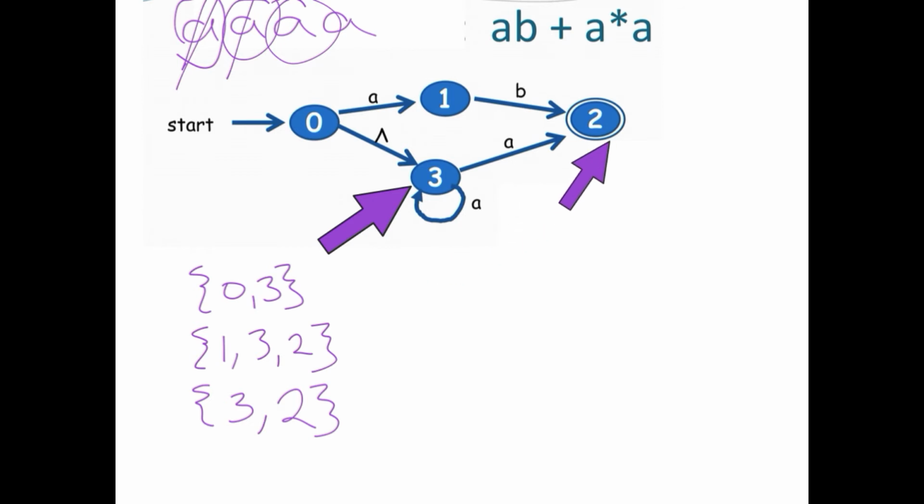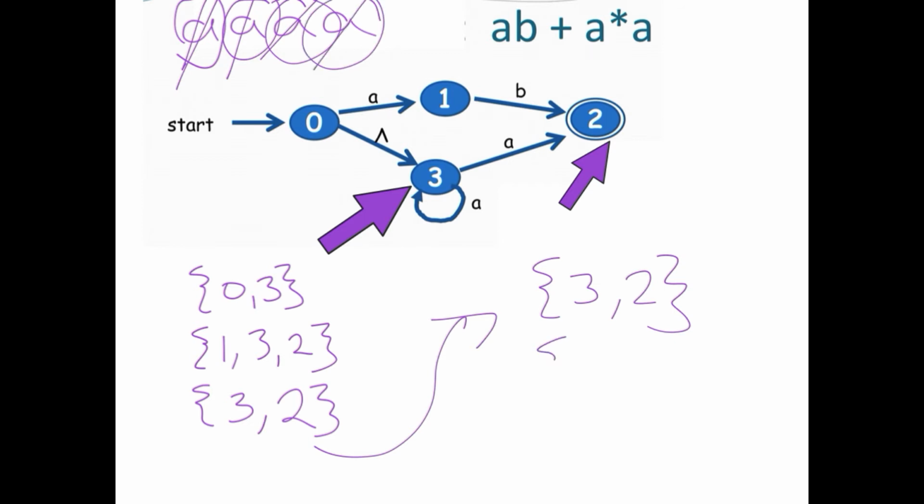I shouldn't say presto changeo, it's not magic anymore, right? We figured out all the possible places we could be, and after processing that third A, all the possible places we could be are state 3 and state 2. All right, and now we process that last A, and I'm sure you'll see again that after we process that last A, we end up saying we could be at state 3 or state 2.